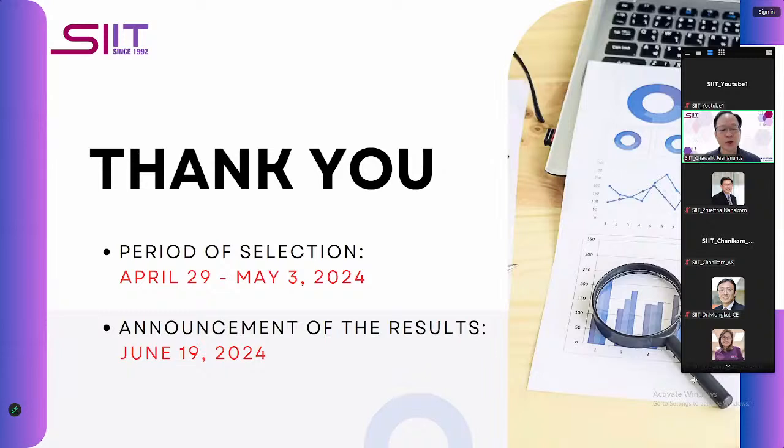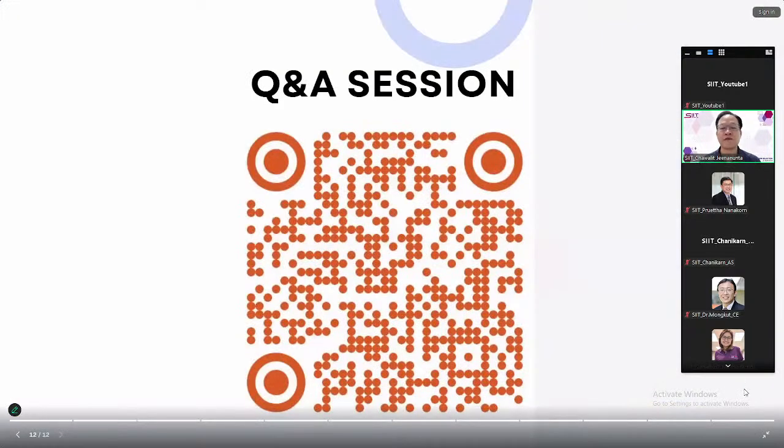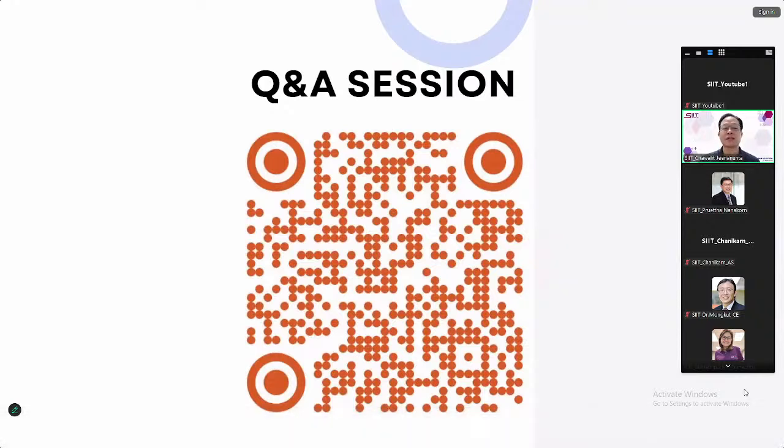Okay, thank you, that will be all for my part. Again, I would like to emphasize that you can get into the website on April 29, which is this coming Monday, until May 3rd. You can keep changing until you are happy. Then after the grade announcement, we will make the complete program selections and announce it on June 19. If you have any questions, you can submit them to this QR code.